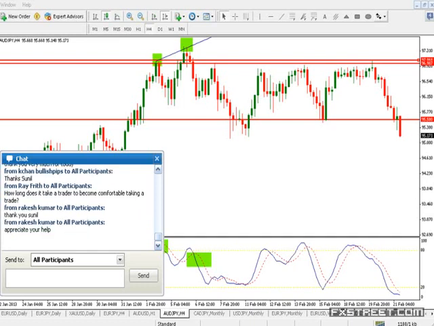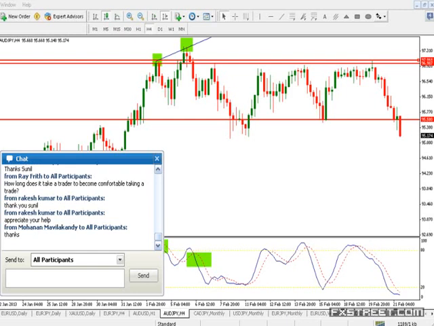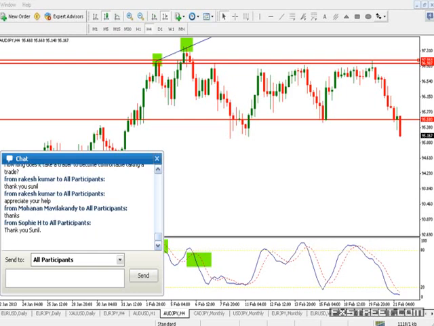How long does it take for a trader to become comfortable? Well, that's a very difficult question, Ray. It's very individualistic, if you can call that. But let's do an experiment. I've given you my email address. Make a plan. Whatever. Very basic plan. Send it across to me. And I'll just refine it for you if you want. Make certain changes to it.